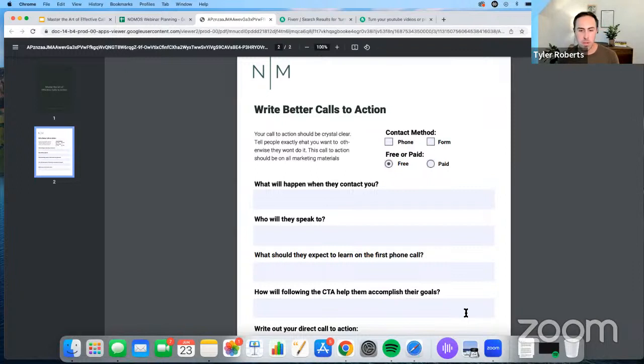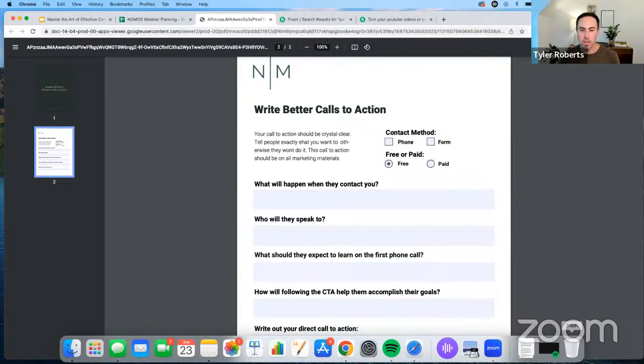We also want them to know what they're going to learn on the first call. So maybe bullet point out 3 things that they're going to learn, in terms of representation through your firm. Are they going to learn about the next step in a personal injury case? Are they going to learn about their rights as an employee that's been discriminated against? So list that out for them. That way they know exactly what they're going to learn, and they'll know what's in it for them. And then you also want to write down what's going to help them accomplish their goals. So think about 3 things that someone's trying to accomplish by having this initial consultation, and write those out and explain how following the call to action is going to help them accomplish those 3 goals.